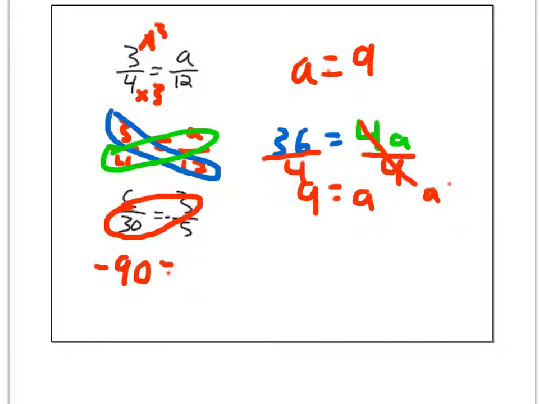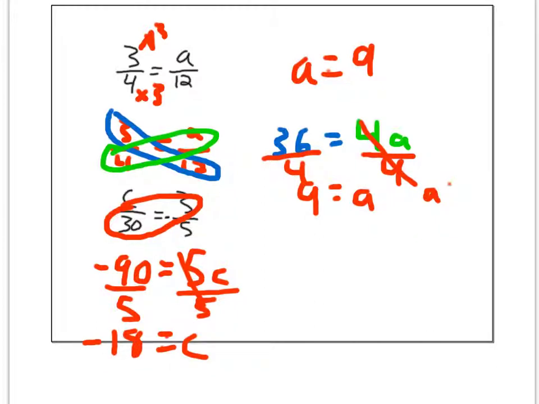Then we got 5 times c, that's 5c. And now we're going to divide by 5 on both sides to get c by itself. And negative divided by positive is a negative. And 90 divided by 5 is 18. So c equals negative 18.